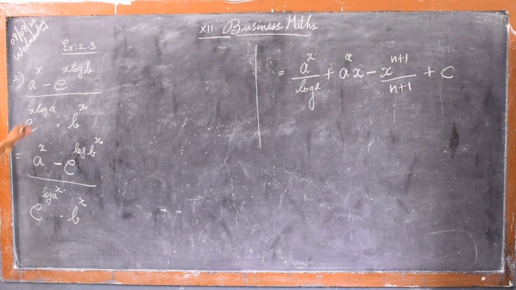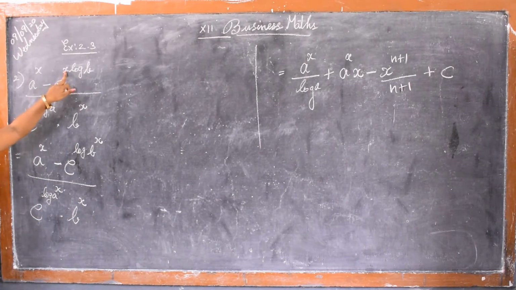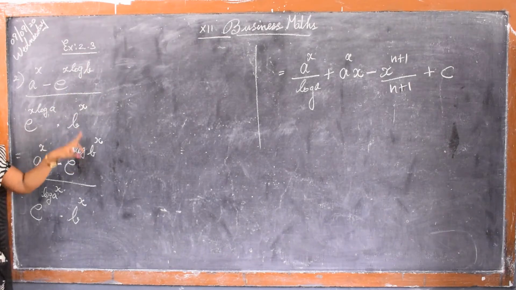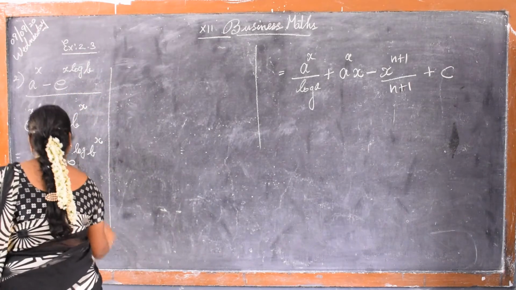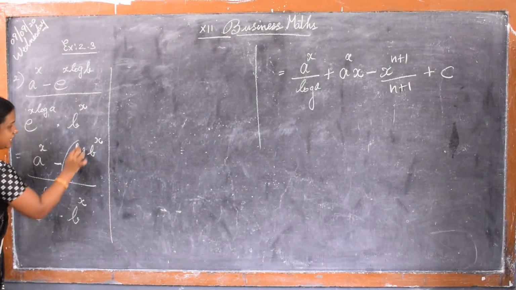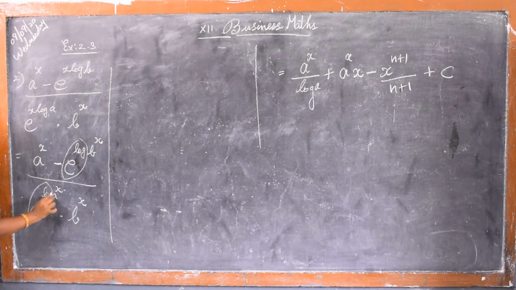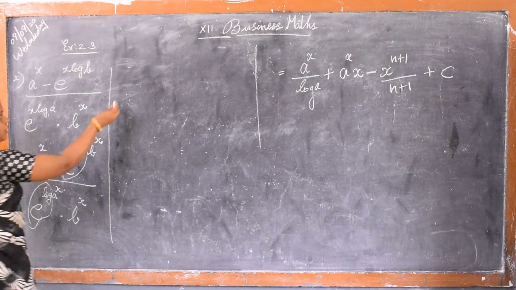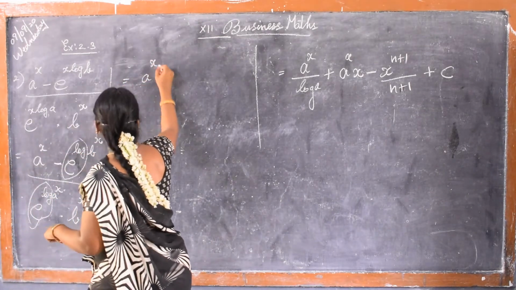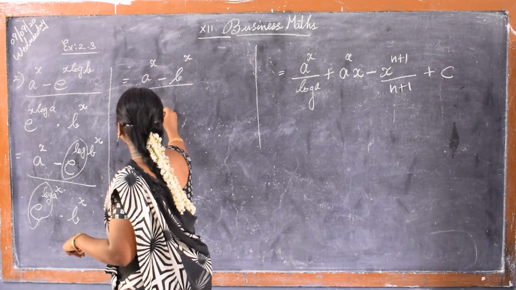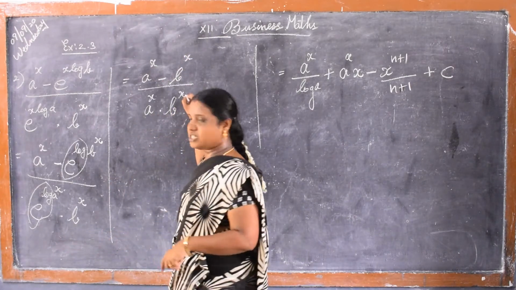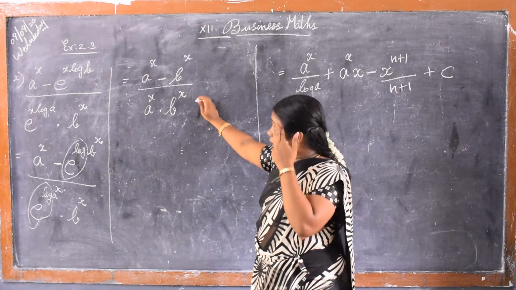Have you understood? What have I done? I bring this x to this side. I have brought it here: b power x, here also a power x. So now we can eliminate this e and the log. If we eliminate, what will come? Only we will get b power x and a power x. So a power x minus b power x, a power x into b power x. Have you understood? Now you can split it into two parts.